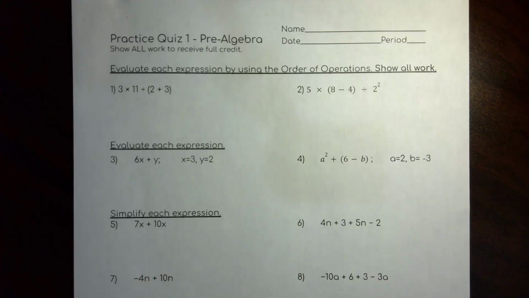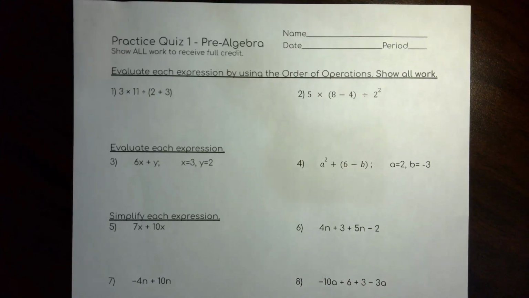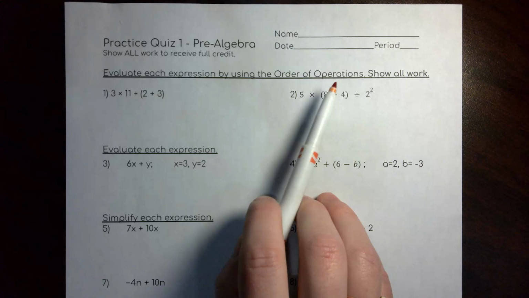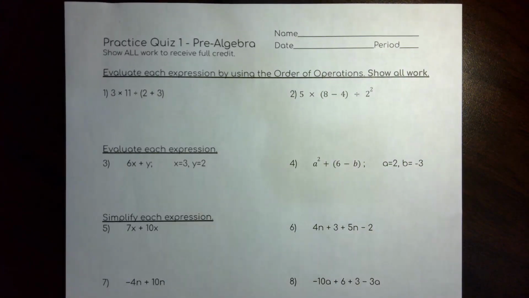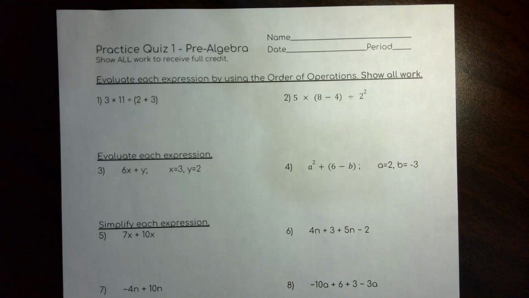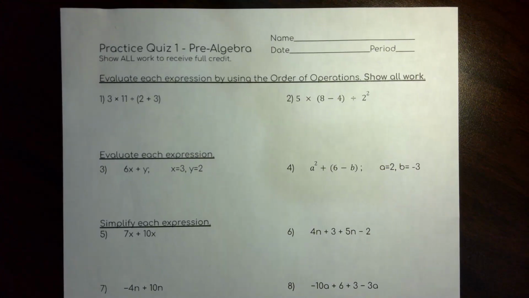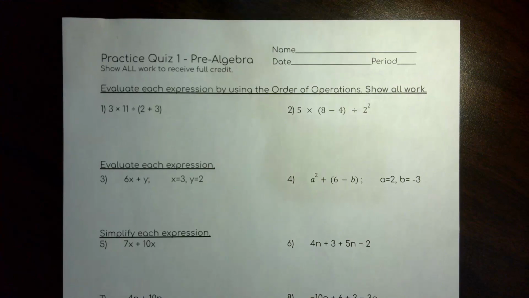So, for number 1 and 2 on the practice quiz, we are using the order of operations. What that means is we are just going to solve these problems, and you're going to get a single number answer. Your answer is not going to have any pluses or minuses in it. There's not going to be any variables. We are just solving this like a regular math problem.